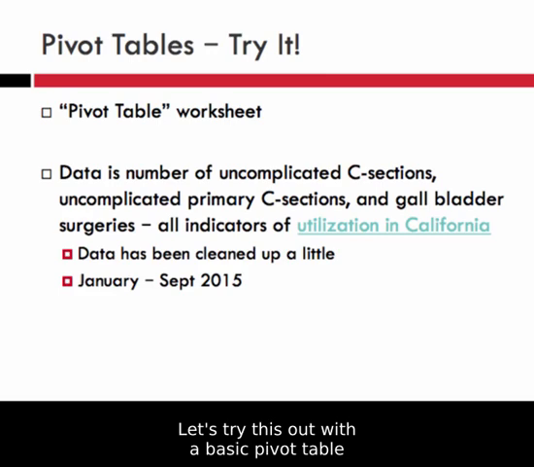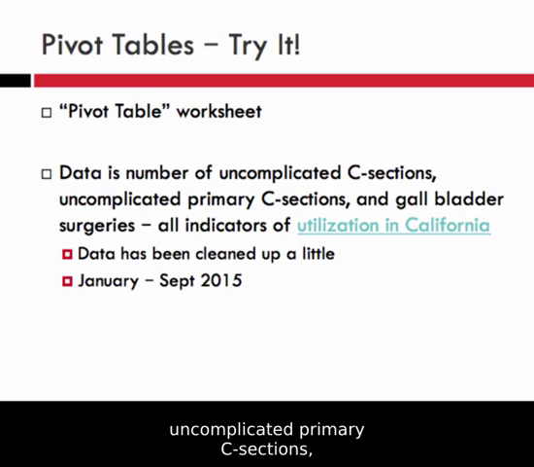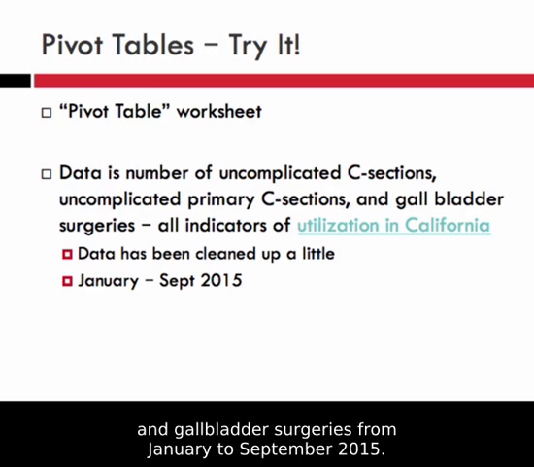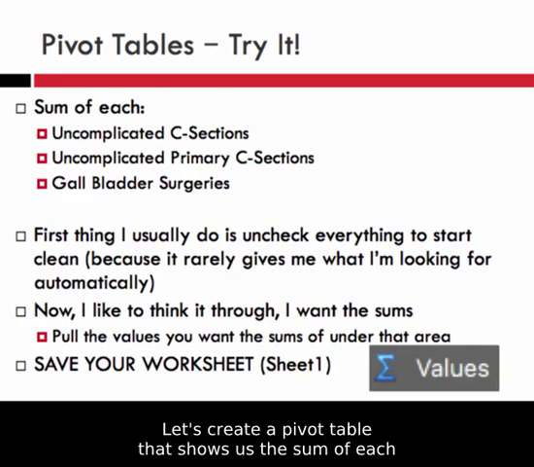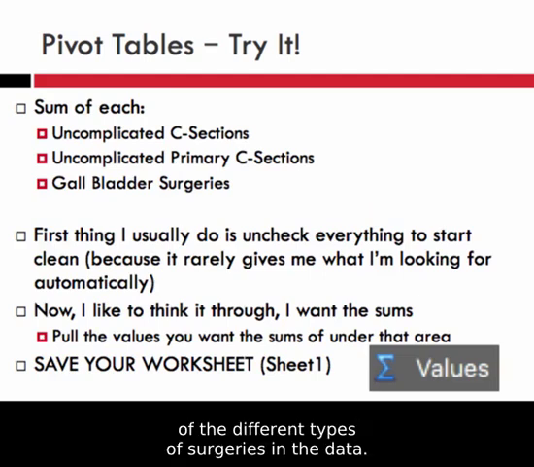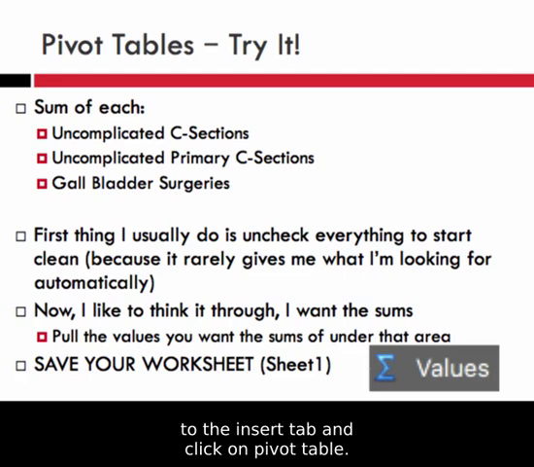Let's try this out with a basic pivot table in the pivot table worksheet. This data has the number of uncomplicated C-sections, uncomplicated primary C-sections, and gallbladder surgeries from January to September 2015. Let's create a pivot table that shows us the sum of each of the different types of surgeries in the data. So select the data that we want with the headers and go to the Insert tab and click on Pivot Table.